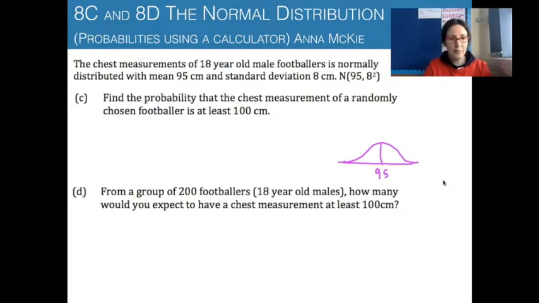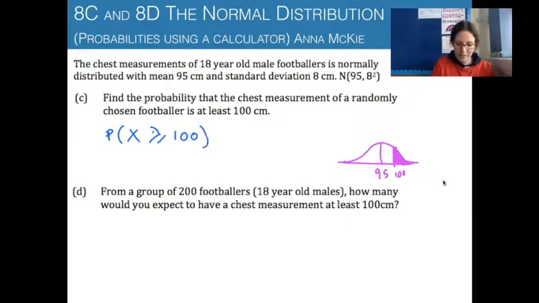That's not okay. This time round, we're finding the probability that the chest measurement of a randomly chosen footballer is at least 100 centimetres. Again, a quick little sketch is often handy, and this time you want 100 or more. So it's handy to see where your lower bound and upper bound are when you do a little picture. A probability statement: a randomly chosen footballer, X, is at least 100 centimetres. You write in your calculator input: lower, upper, standard deviation, mean. Your lower is 100, your upper is infinity. So this time we write positive E98, standard deviation is 8, and mean is 95.